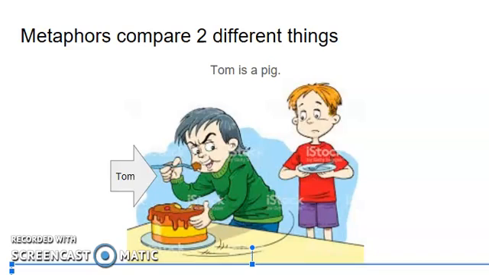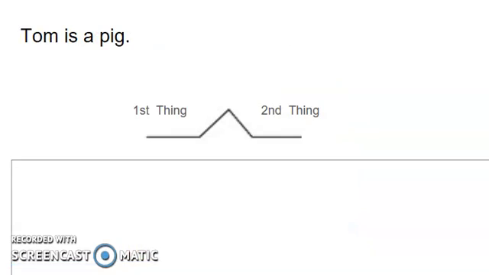But we do mean that Tom is acting like a pig because he is being selfish and greedy. He is taking too much cake and there is not enough cake for everyone else. We know that the example Tom is a pig is a metaphor. We're going to use our bridge map to figure out what is being compared.